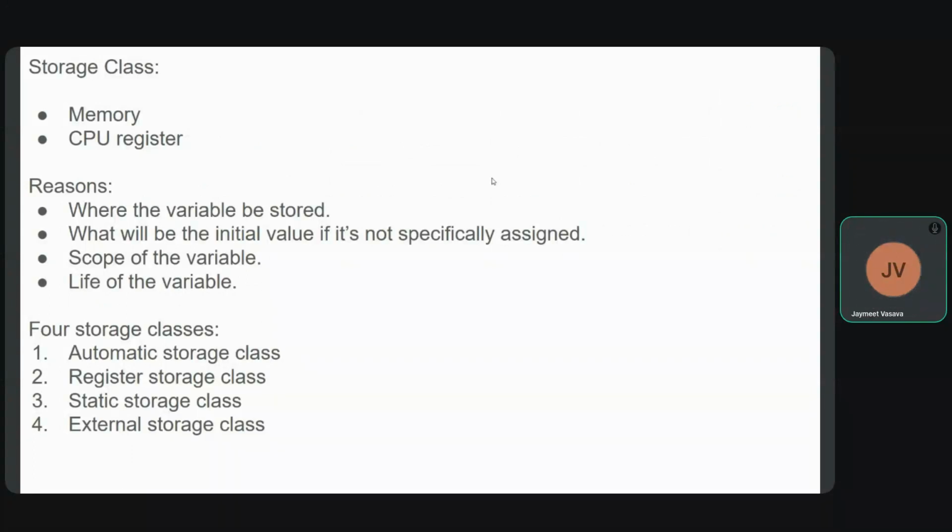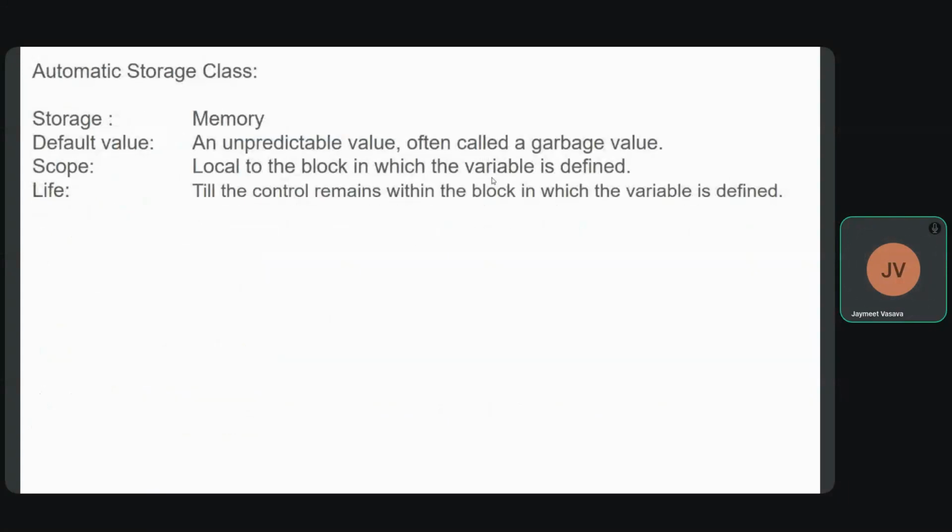So there are 4 storage classes, which are automatic storage class, register storage class, static storage class, and external storage class. Starting with the automatic storage class, the storage is memory. The default value is an unpredictable value, often called a garbage value. The scope is local to the block in which the variable is defined, and the life of the variable is till the control remains in the block in which the variable is defined. As soon as the control goes out of the block, it will not be the same.